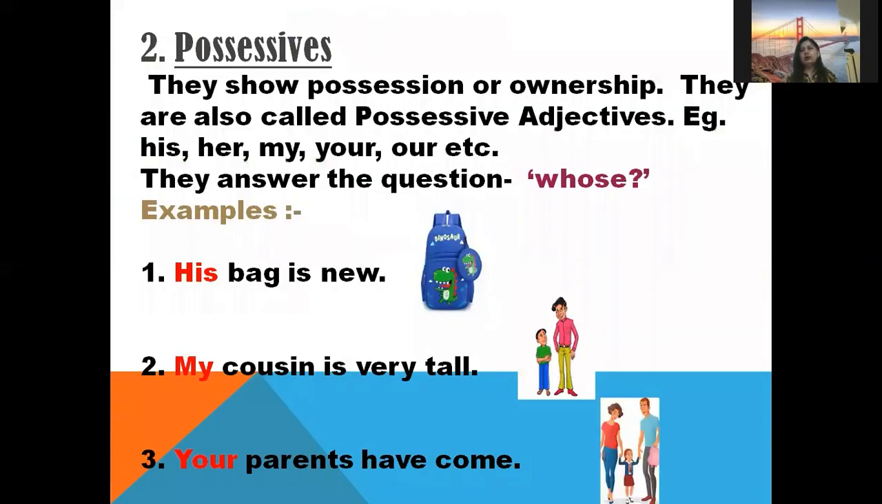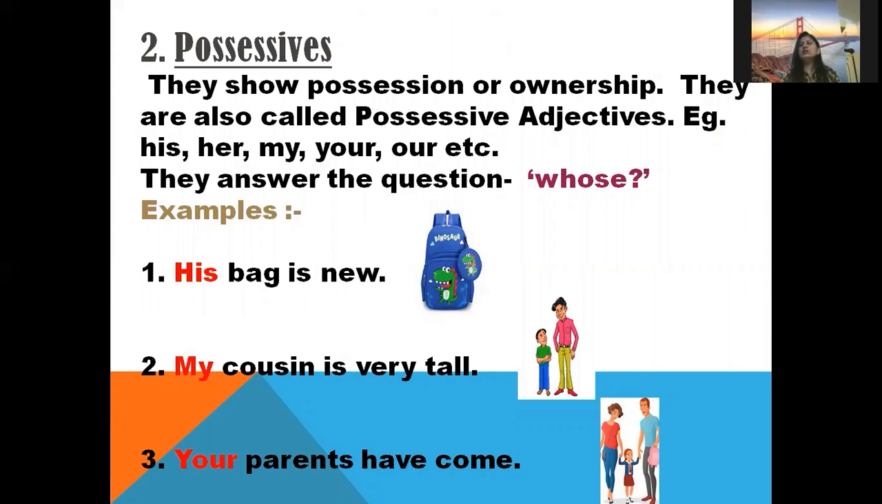Now let's move further to our next determiner, that is possessives. Possessives are the words that show possession or ownership. They are also called possessive adjectives, like his, her, my, your, our, etc. They answer the question whose. Whose book is this? Like, see these examples.